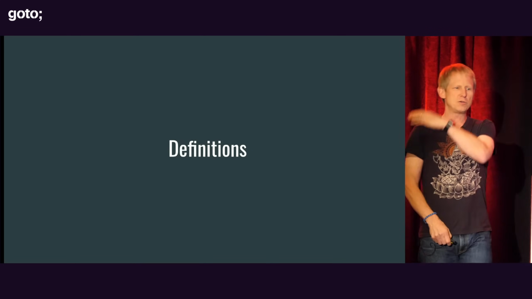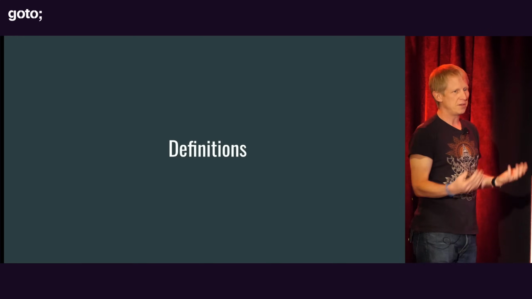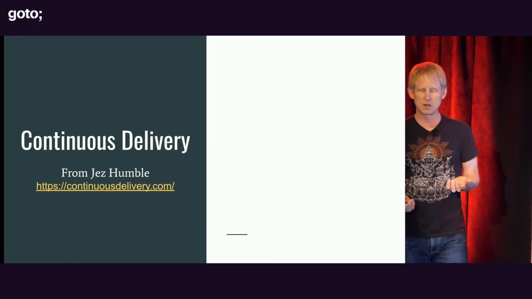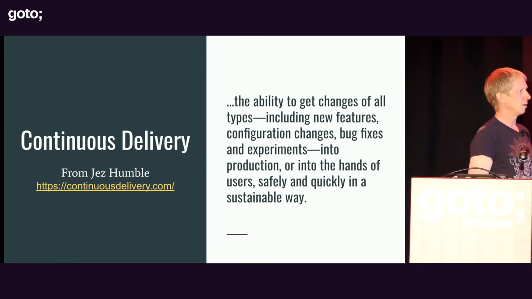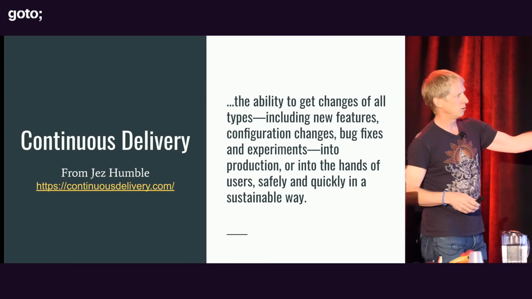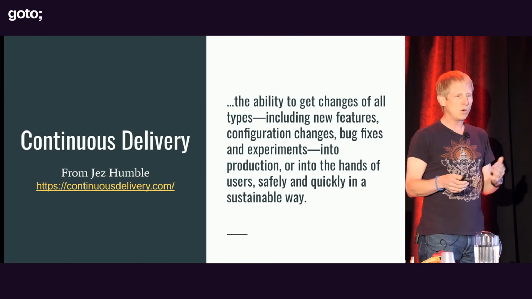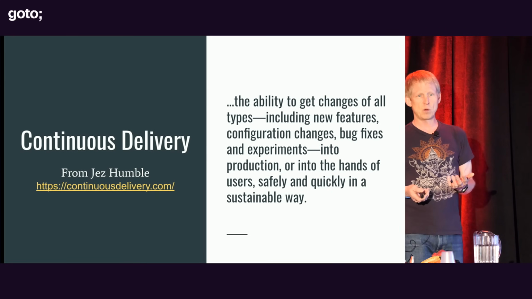So remember, we're going to do definitions, then role models, and then the takeaways. Now we're into the definitions. What do I mean by continuous delivery? There are two definitions. The one I'm going to show you here should look kind of textbooky: the ability to get changes of all types, including new features, config changes, bug fixes, experiments, into production, or just into the hands of users somehow, safely and quickly in a sustainable way.